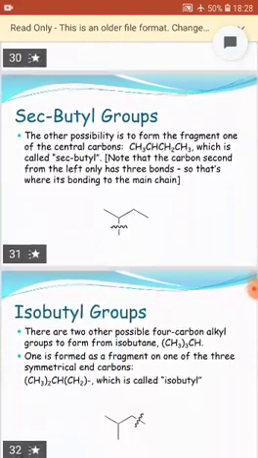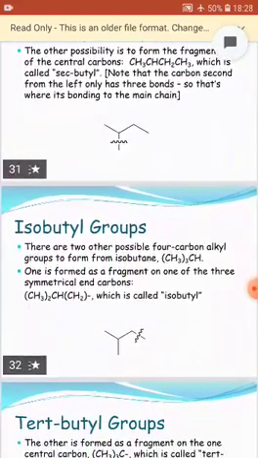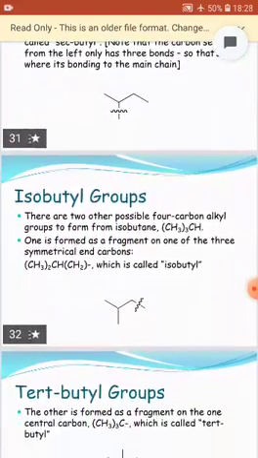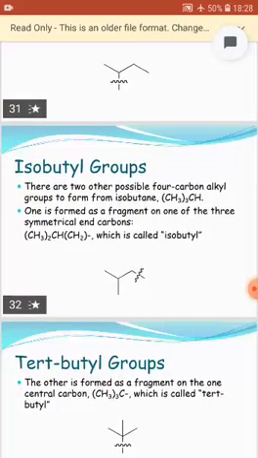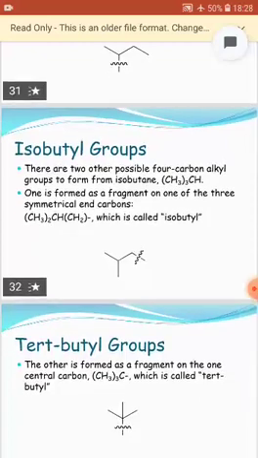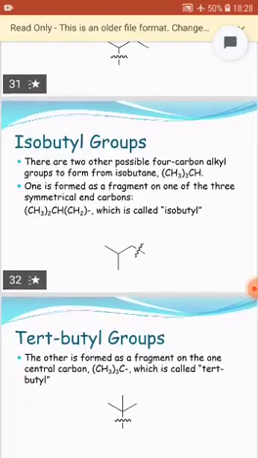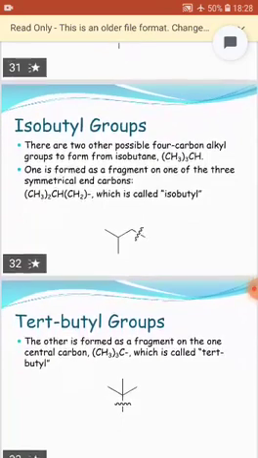the main chain. Isobutyl group. There are 2 other possible 4-carbon alkyl groups to form from isobutane, (CH3)3CH. One is formed as a fragment on one of the 3 symmetrical end carbons, (CH3)2CHCH2-, which is called isobutyl.